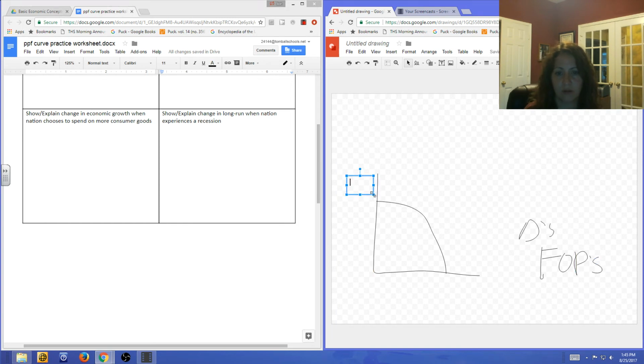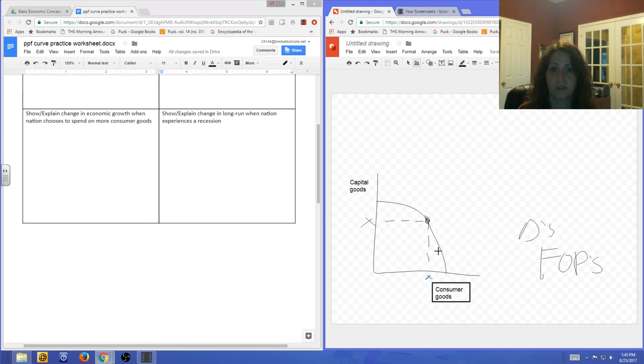Let's say that this is capital goods. And then this is consumer goods right here. And let's say that we were somewhere on the curve right here, somewhere in the middle. And if the nation chooses to spend more on consumer goods, I might hold off on the capital goods. This is where I'm producing X amount of capital goods and X amount of consumer goods.